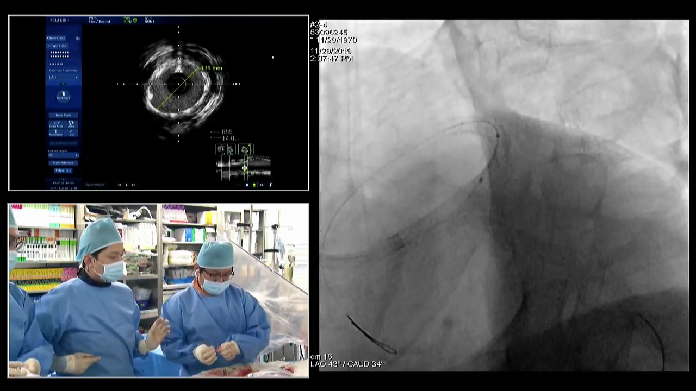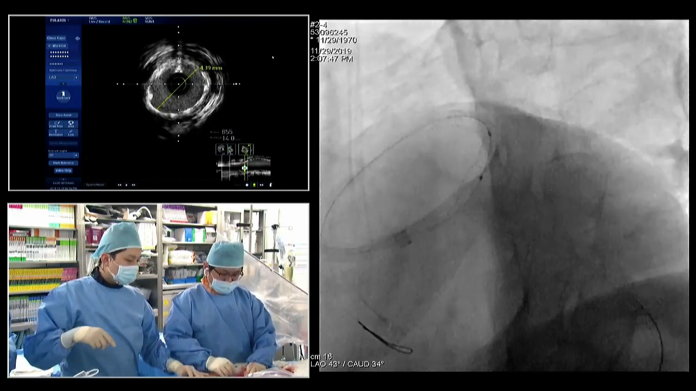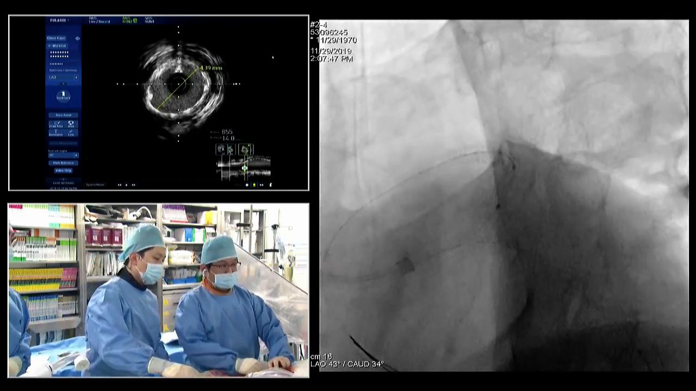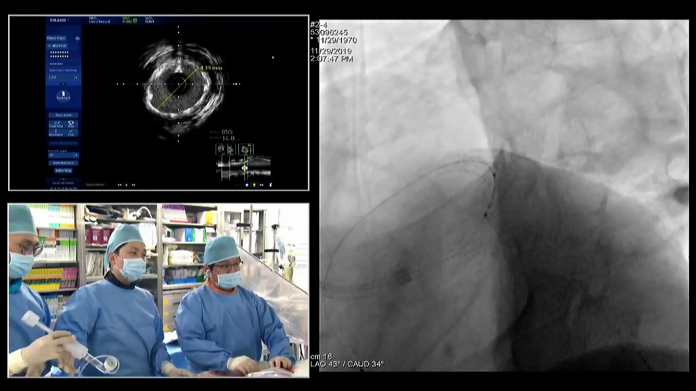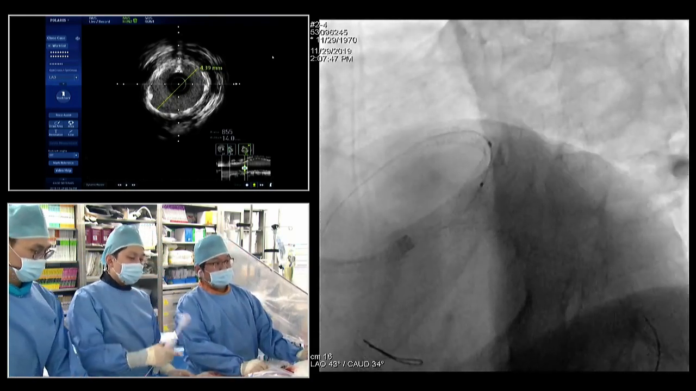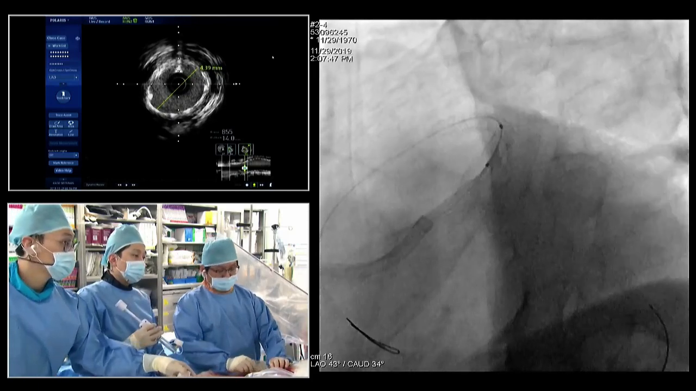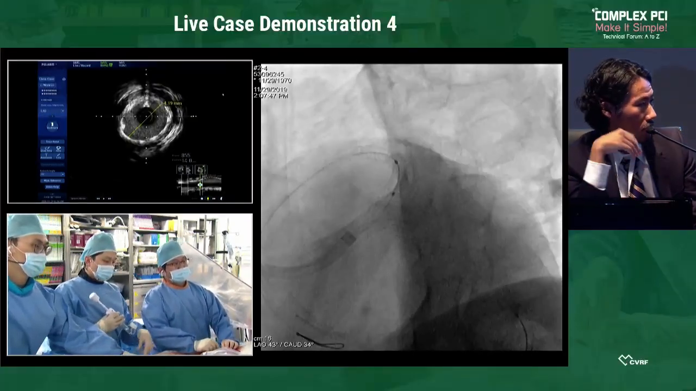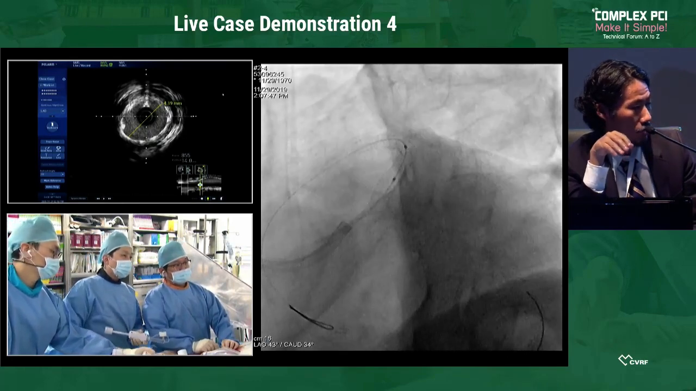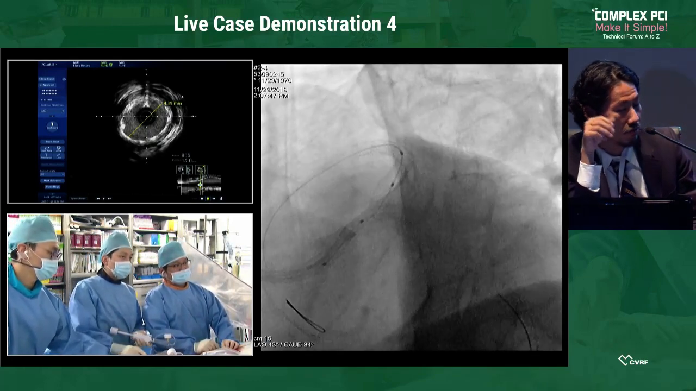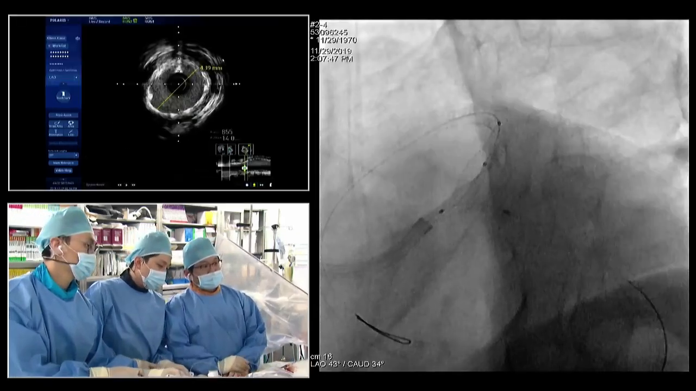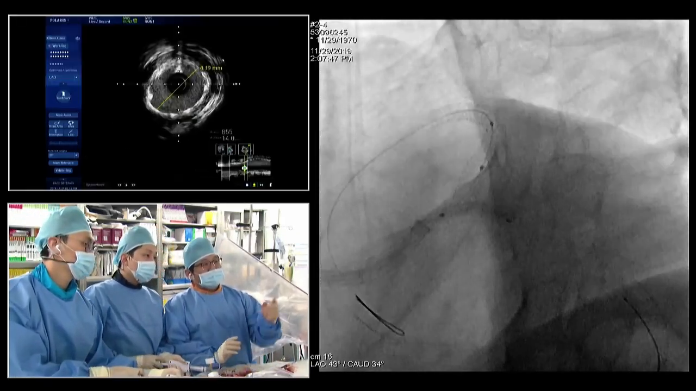But with this reverse crush technique, the ostium of the circumflex stent is apposed to the LMT. So in culotte stenting, the proximal circumflex stent is also apposed to the LMT. So which is better, reverse crush or culotte stent, for this situation? Doctor, yes. Can you answer that?